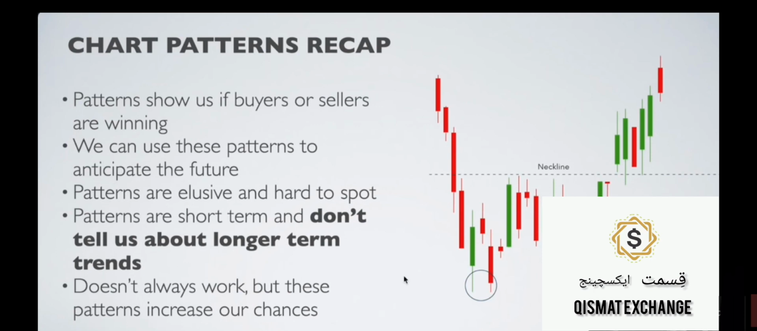Let's get onto chart patterns though before we get onto trends. Chart patterns show us if buyers or sellers are winning. We can use these to anticipate the future. Patterns are elusive though and very hard to spot. Patterns are short term. They don't tell us about longer term trends. They don't always work either. So if you're looking at patterns, that might work sometimes, but it's very one-off. Trends are something that you might want to look at more. Trends are more easily identifiable.